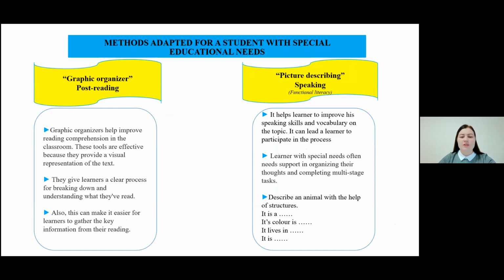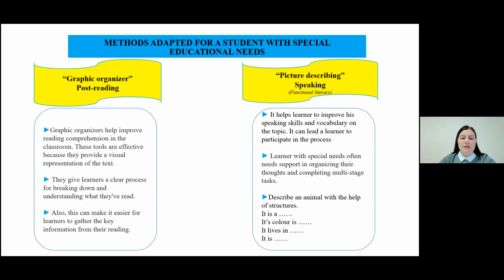A learner with special needs often needs support in organizing their thoughts and completing tasks. In order to meet the special educational needs of some students in the classroom, I choose the method picture describing. The aim of this method is to improve speaking skills and vocabulary on the topic. It can lead a learner to participate in the process. This activity fosters the creativity and imagination of the learners, as well as their public speaking skills. And this method will be organized in a group. In order to support such students, I want to give them some extra resources, such as pictures and cards with help structures. Here, I identify the lesson objective for such students in the following way.